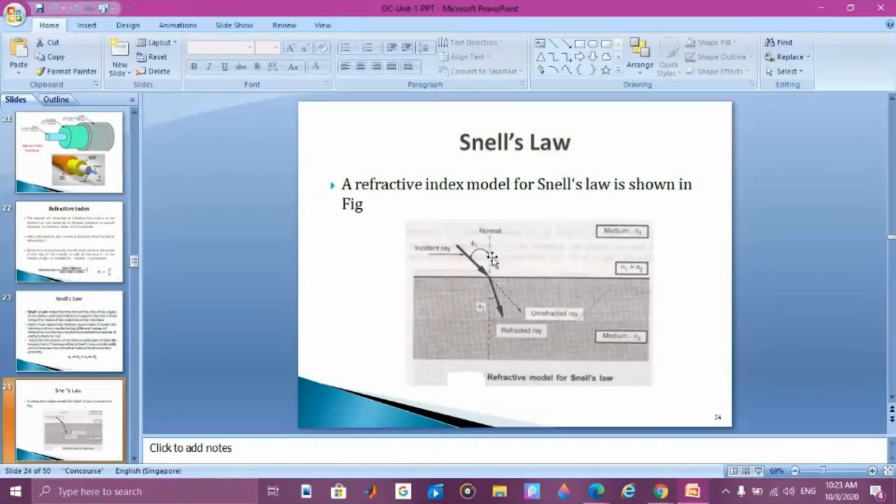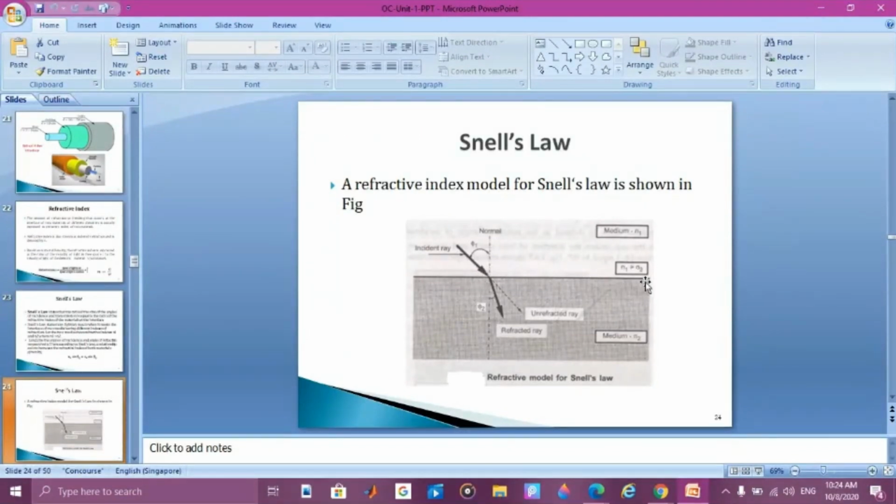In between the normal and the incident ray, the angle of incidence is phi 1. Here it is phi 2, the angle of refraction. This imaginary line denotes the unrefracted ray. So now n1 sin phi 1 is equal to n2 sin phi 2.